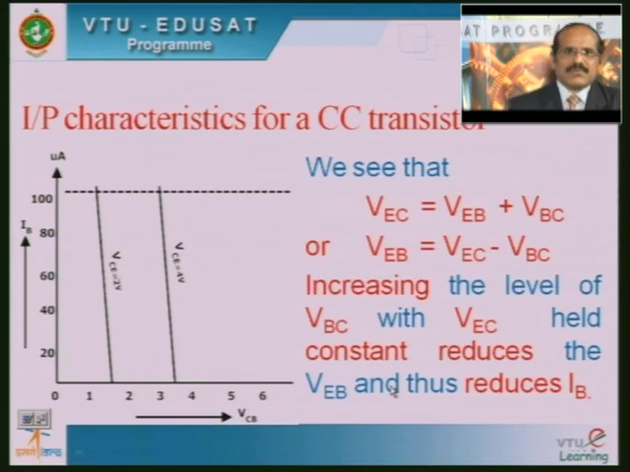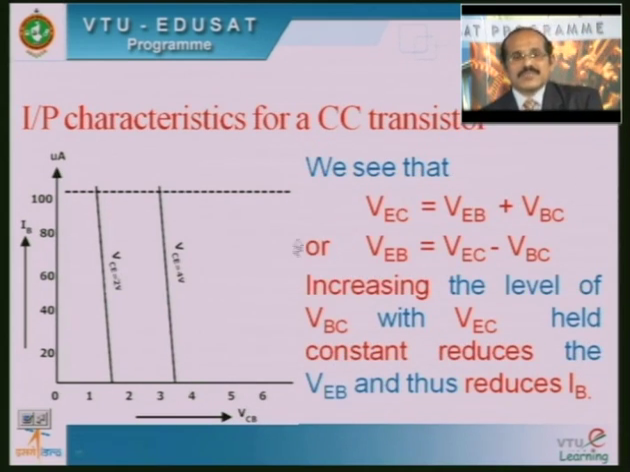Now, let us see how it is determined. In this particular figure, you can see that VEC is nothing but VEB plus VBC. If we add VEB and VBC, we get VEC. So from this equation, you can say that VEB equals VEC minus VBC. Therefore, whenever this input voltage VBC is what?